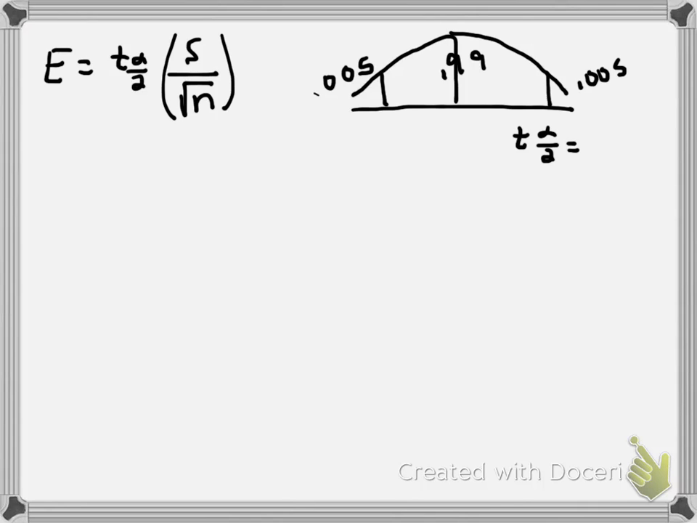Now to use table A3, we also need to know the degrees of freedom. The degrees of freedom is equal to n minus 1. n is the sample size, and in this case, n is 21. So if we take 21 and subtract 1, we get 20. The degrees of freedom is 20.